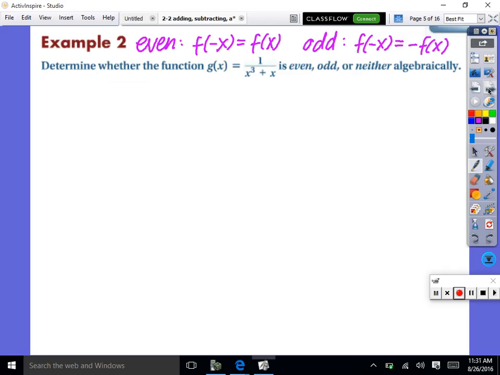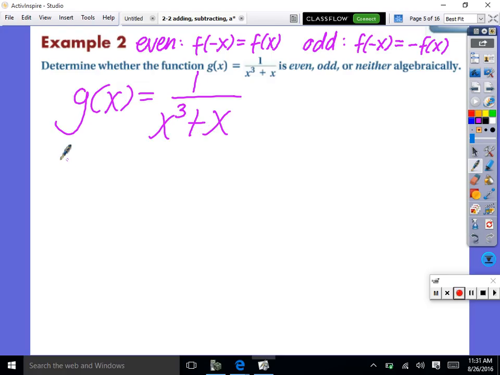So here we go. It says determine whether this function is even, odd, or neither algebraically. So our original function is g of x is equal to 1 over x cubed plus x. We check it algebraically by saying, okay, what happens when we plug in negative x? So I want to know what's g of negative x. Now remember, that just means you're simply substituting in negative x wherever there's an x.